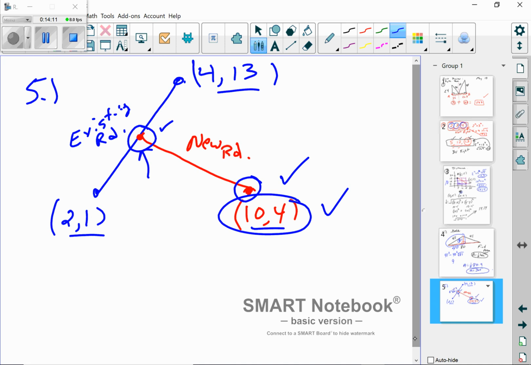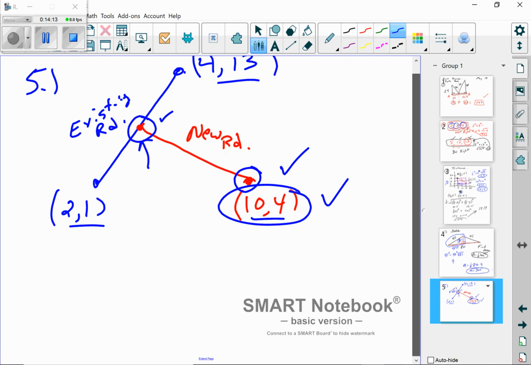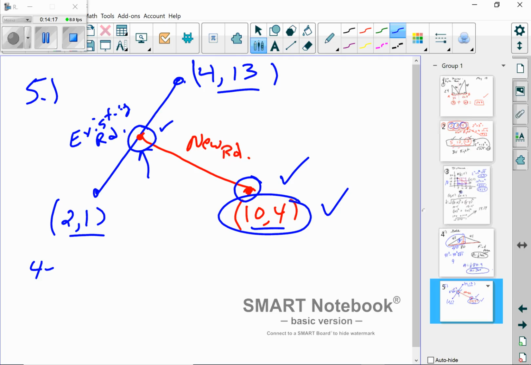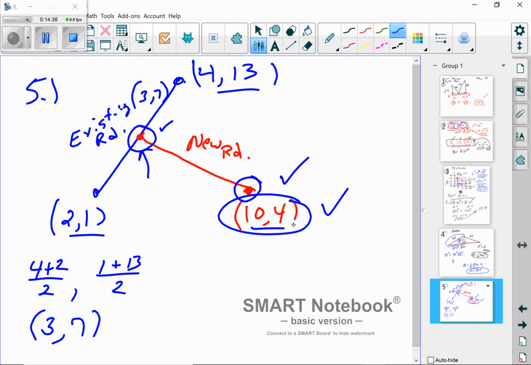Got it? So I'm going to use the midpoint formula, which is 4 plus 2 divided by 2 for the x's, and 1 plus 13 divided by 2 for the y's. So 6 over 2 is 3, and 14 over 2 is 7. So I'm liking 3, 7 right here for the midpoint, 3 and 7. Okay? And then we got 10 and 4 for the other point.